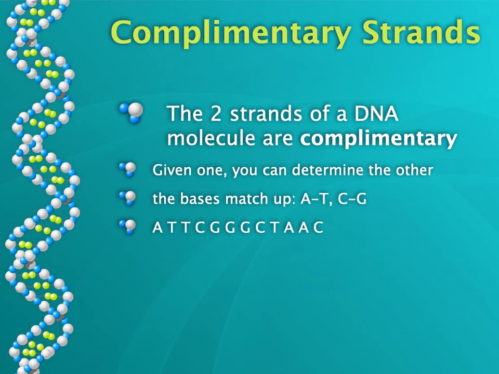They are also complementary. It means given one, you can determine the other because the bases always match up A to T or C to G. And here we go. If you've got A on the top, we're going to go across, we're going to add them in. So A to T, T to A, T to A, C to G, C to G, G to C, G to C, C to G, T to A, T to A, C to G. I think I may have screwed one up in there, but that is correct.